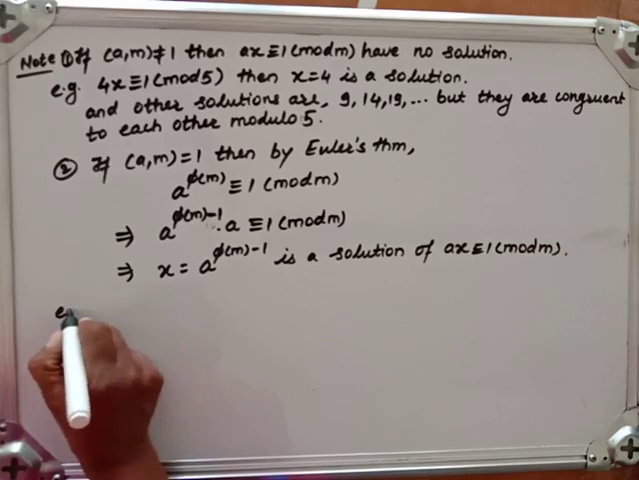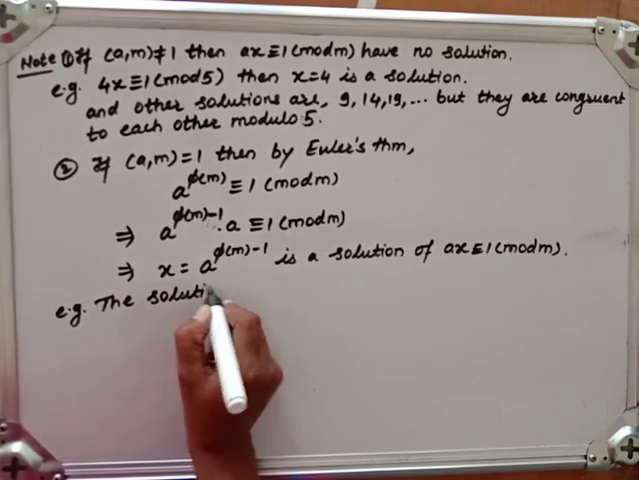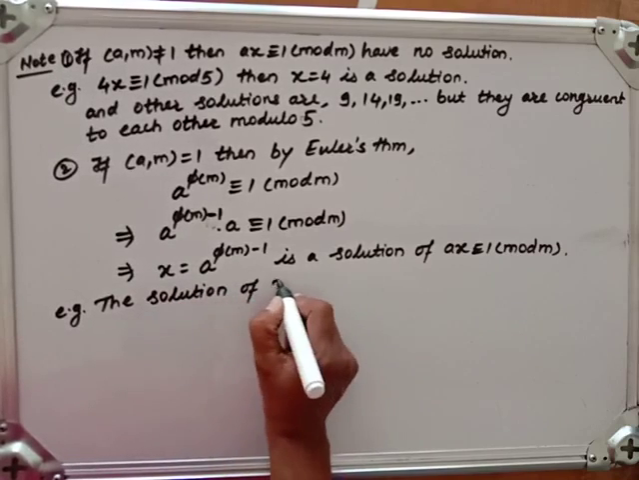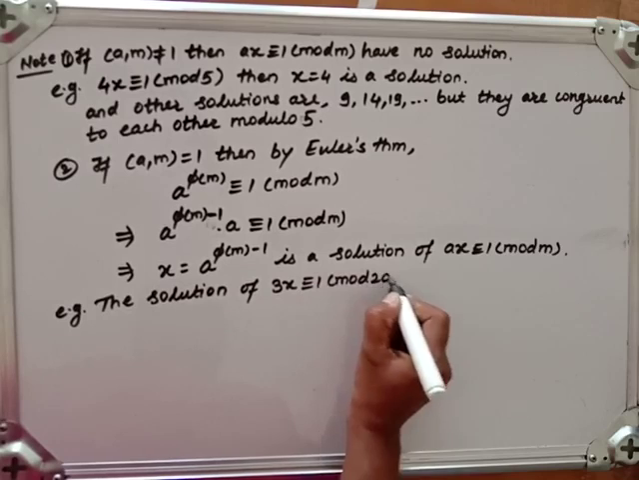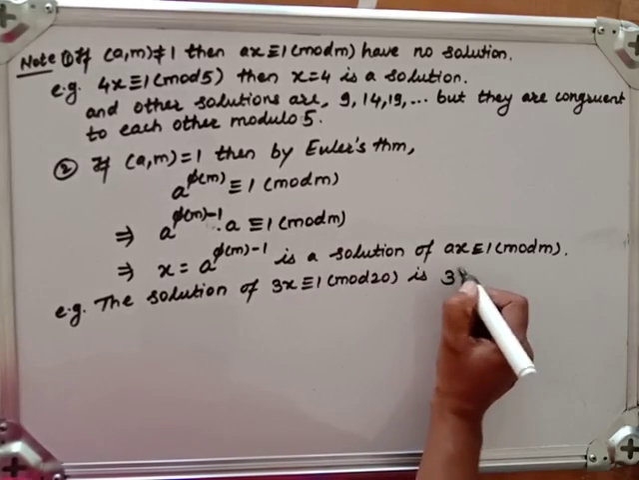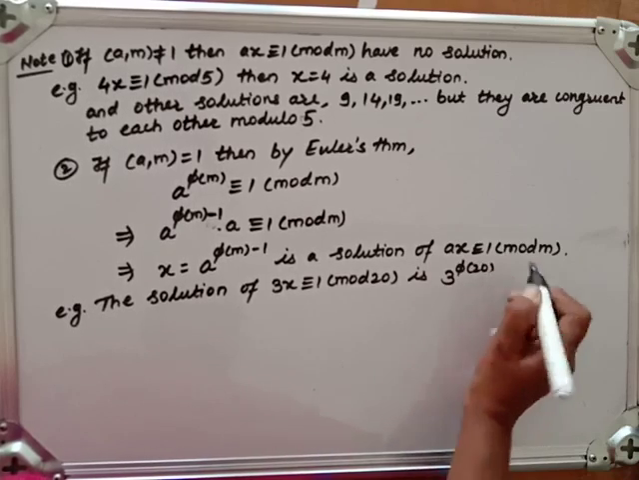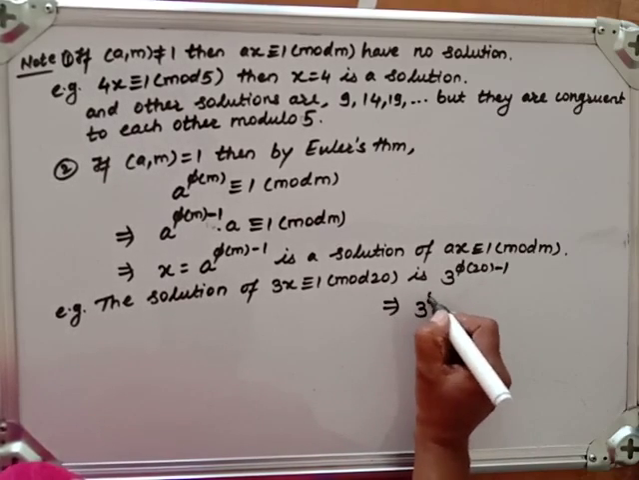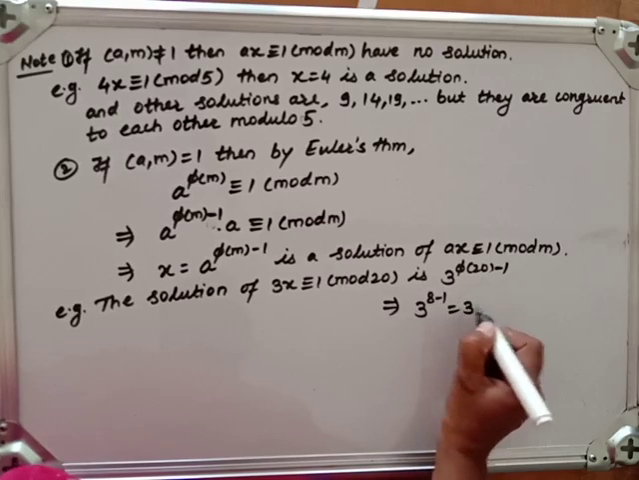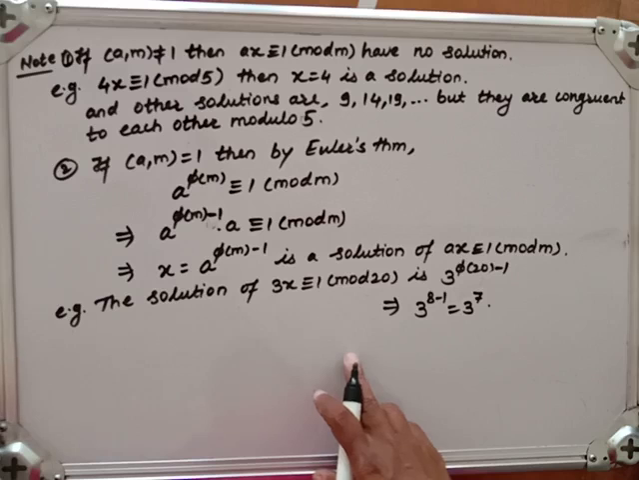For example, the solution of 3x congruent to 1 modulo 20 is 3 raised to phi of 20 minus 1. That is 3 raised to 8 minus 1, that is 3 raised to 7. So 3 raised to 7 is a solution of this one, modulo 20. Fine. This is about these notes.